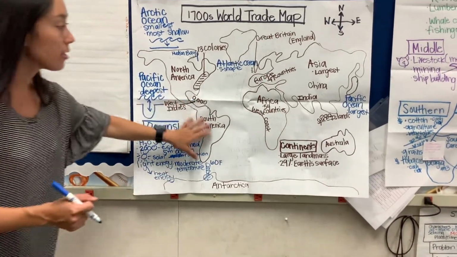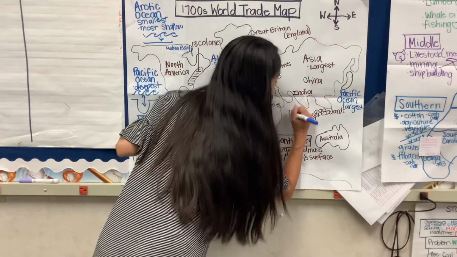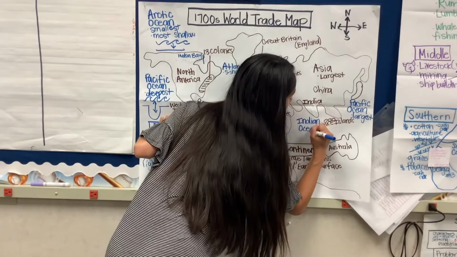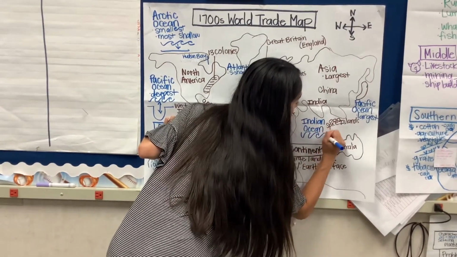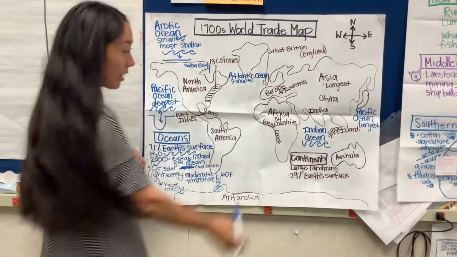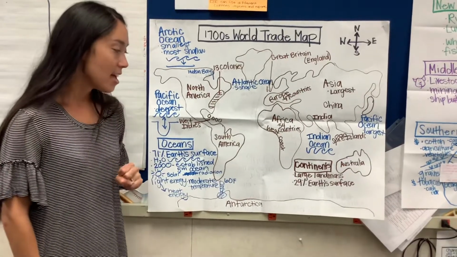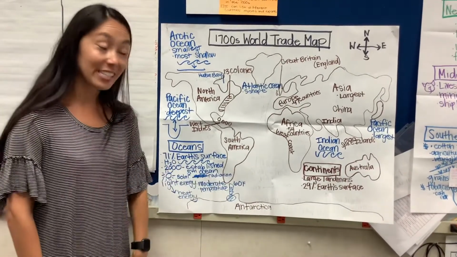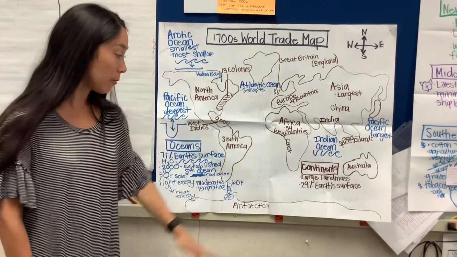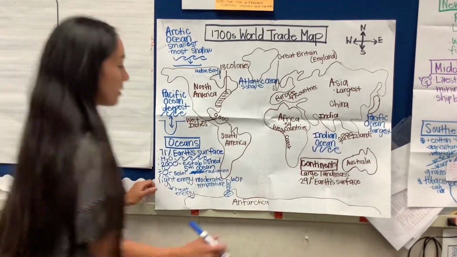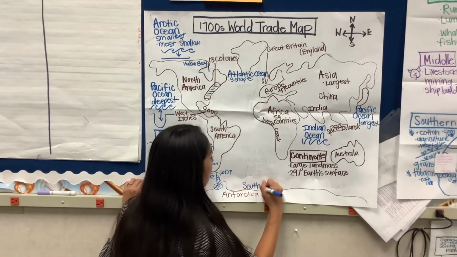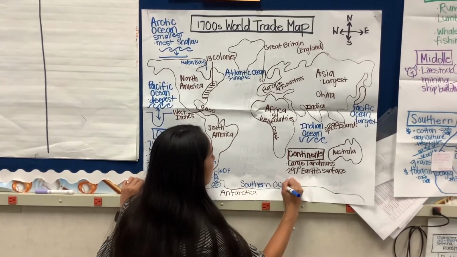Now, we also have the Indian Ocean. Say that with me, Indian Ocean. The Indian Ocean is located next to India. And we've talked about that fifth ocean that was established. That fifth ocean that was established is known as the Southern Ocean. Say that with me. Southern Ocean.